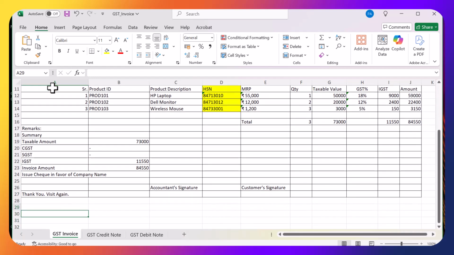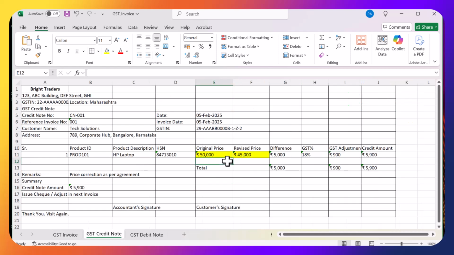Now there are two more things: credit note and debit note. First is the credit note. He has supplied the goods, but later the customer, Tax Solutions, said that we have agreed on a price of 45,000 and not 50,000, so give me a credit of 5,000. So he is going to give a credit of 900 on account of GST and 5,000 on account of difference. So the credit amount will be 5,900.